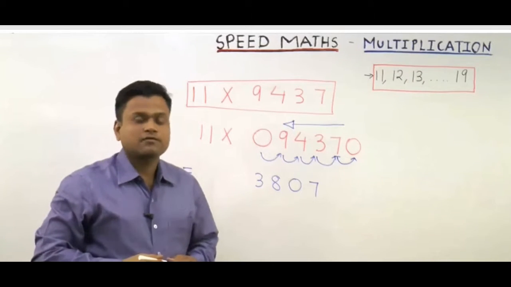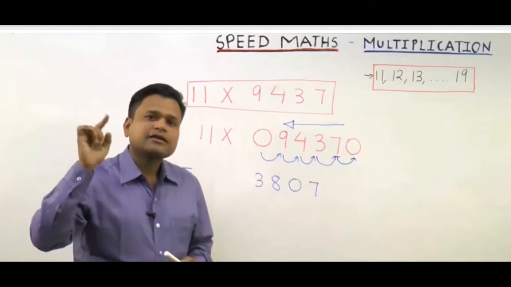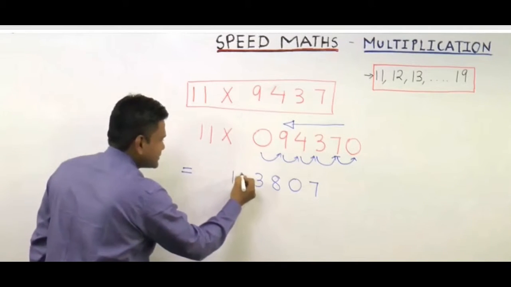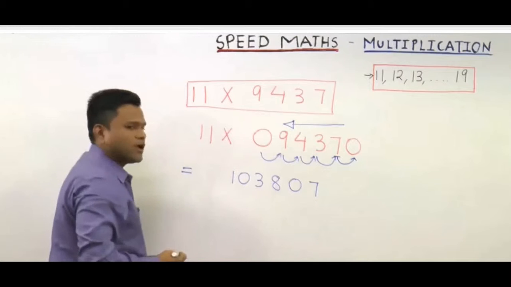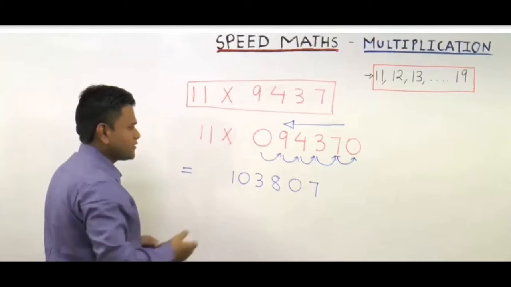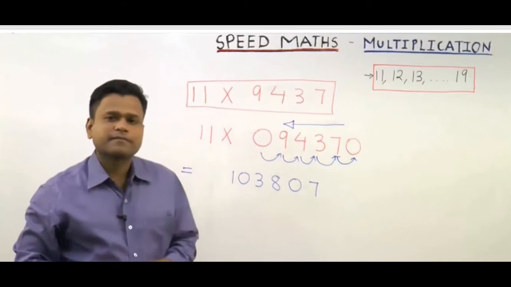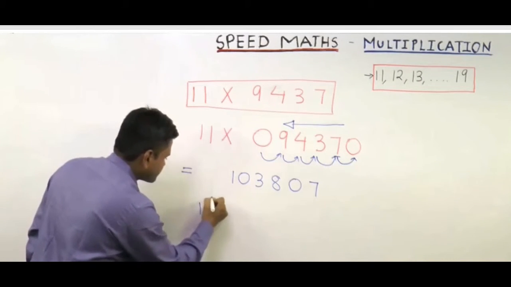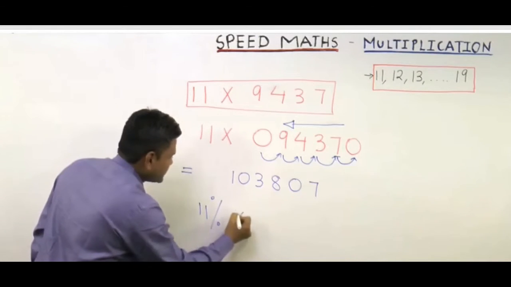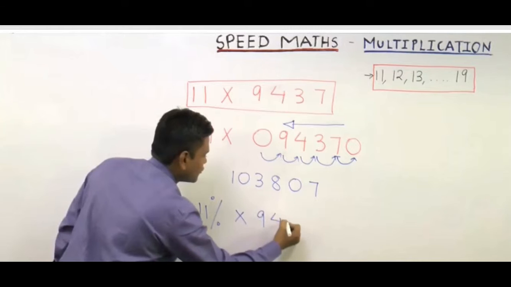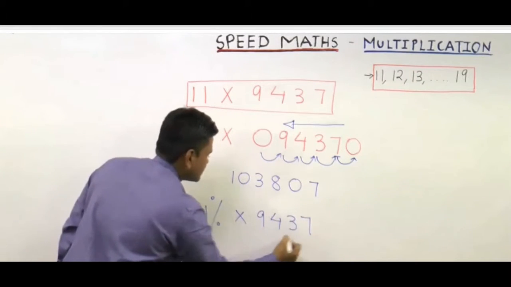Plus 1. Why plus 1? Because of that carry forward. So we get this number which is 103,807, and that's what we have. Isn't it so simple? And yes, if the question is this, 11% of 9437.